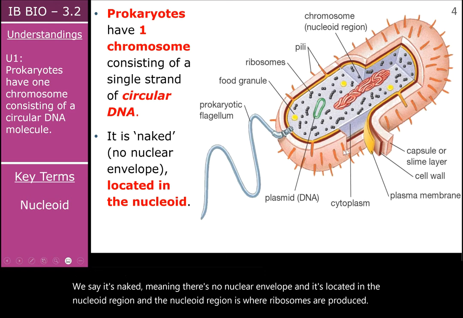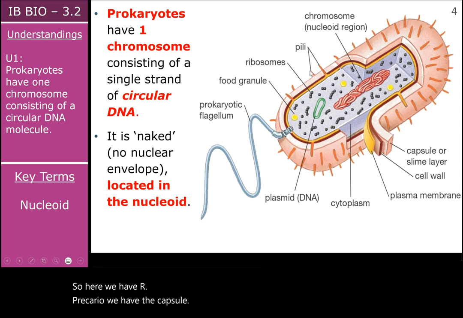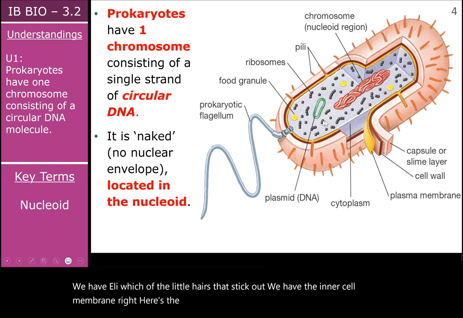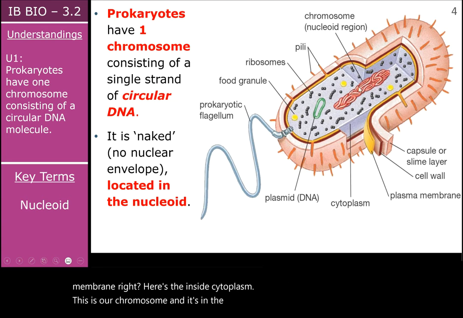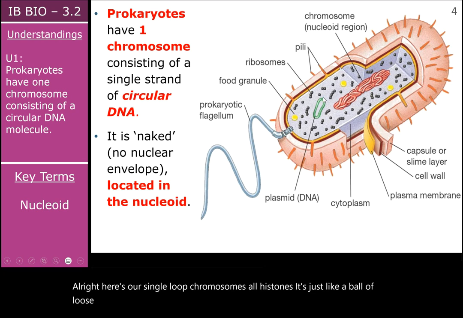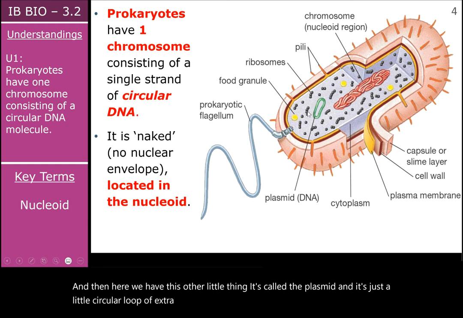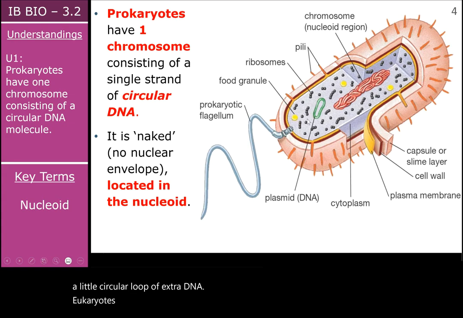So here we have our prokaryote, we have the capsule, we have the pili, which are the little hairs that stick out, we have the inner cell membrane, right? Here's the inside, cytoplasm. This is our chromosome, and it's in the nucleoid region. Right? Here's our single looped chromosome. It's all coiled. No histones. It's just like a ball of loose string. And then here we have this other little thing. It's called a plasmid. And it's just a little circular loop of extra DNA. Eukaryotes do not have these.